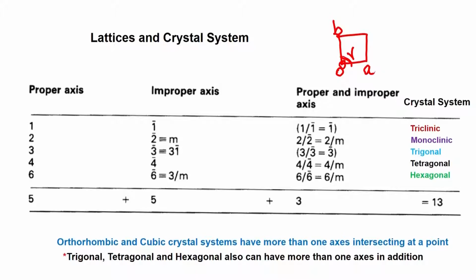So, by convention, the angle between A and B is gamma, the angle between A and C is beta, and the angle between B and C is alpha. So, that is the convention. The A, B, C, alpha, beta, gamma have no significance when we have only a single operation which is now a 360 rotation. So, if the axis of rotation is one fold, then there is no restriction on the values of A, B, C, alpha, beta, gamma, and that defines what is known as a triclinic system.